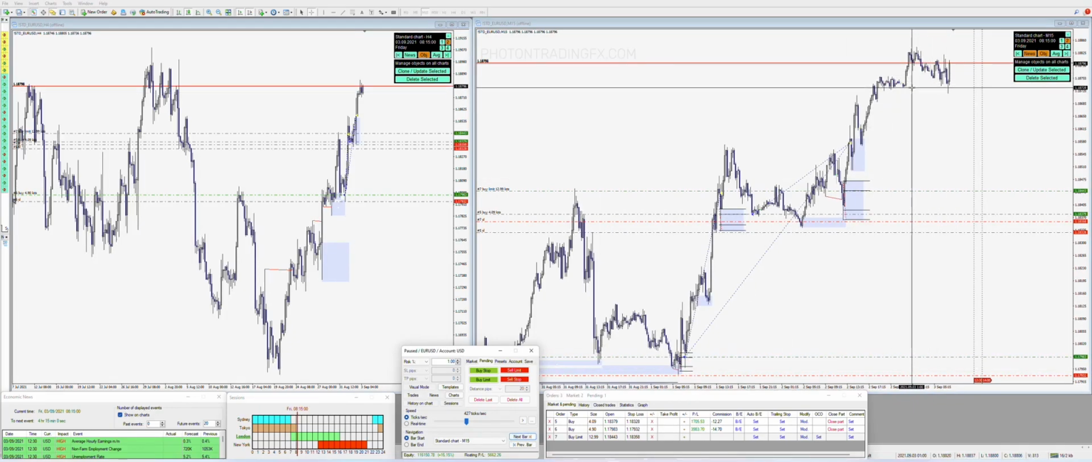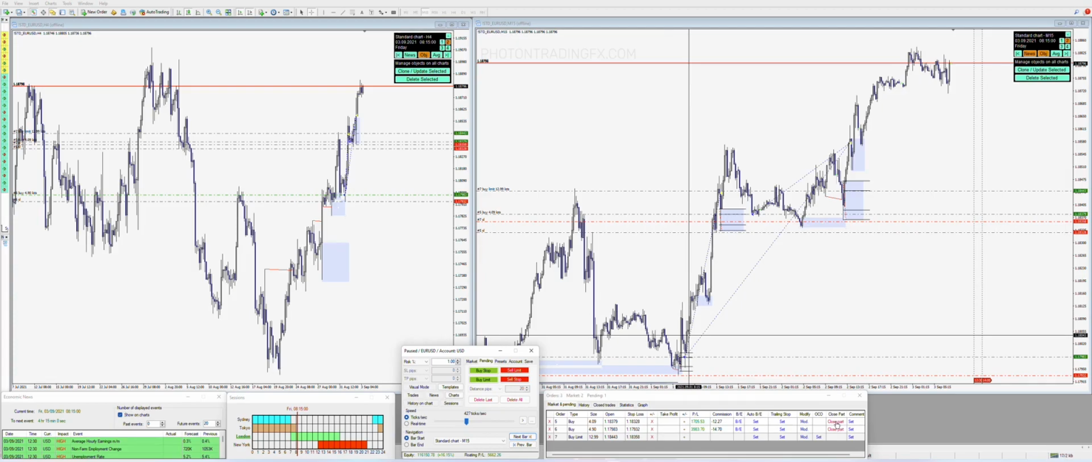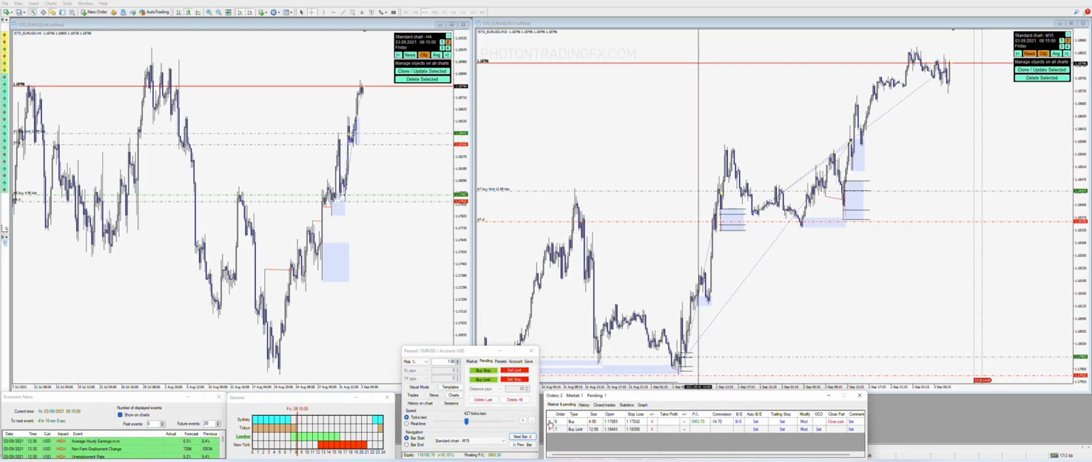Okay, we've taken out that low. What I'm going to do is, because we've had now that bearish change of character, let's close. How much do we have? We've only got four lots left. Let's just close it all. Get out of that, and then we'll get out of this.